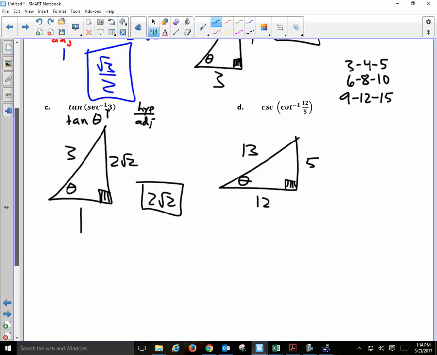There's another set: 5, 12, 13. There's another set: 7, 24, 25. There's another set: 8, 15, 17. I'd keep going for you.